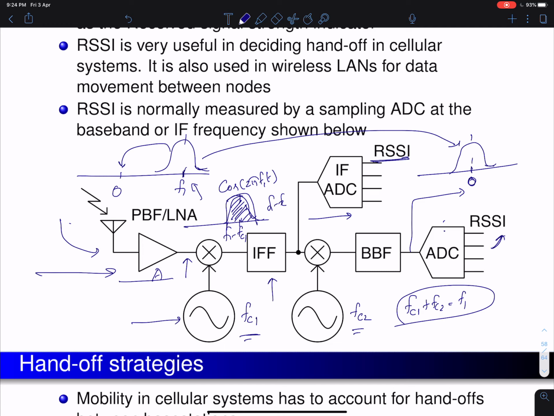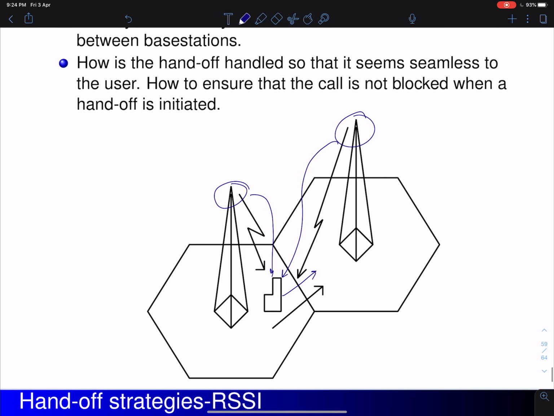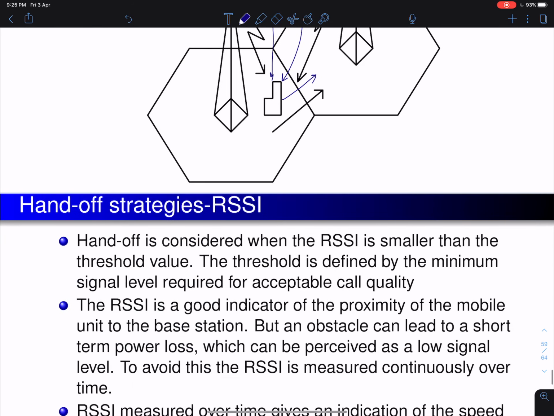Now using this RSSI, handoff is normally performed. For example, when your mobile phone is moving from one base station to the other base station, your base station will compute the power of this mobile phone. The adjacent base station will also compute the power of this mobile phone. Two base stations will compute it. We'll see how the handoff is initiated.